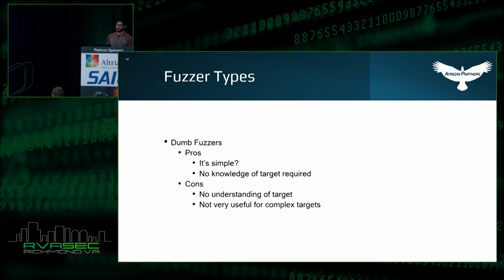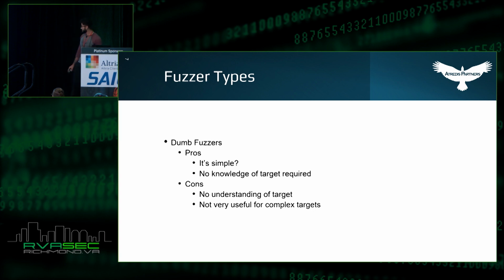What are dumb fuzzers? They are fuzzers that really don't understand the target. They are programs that just throw random data at a target until it crashes. They don't understand it at all. The pros of using these kind of fuzzers are they're simple. You don't require any research. You just have a place where you can input, and you just throw random data at it.